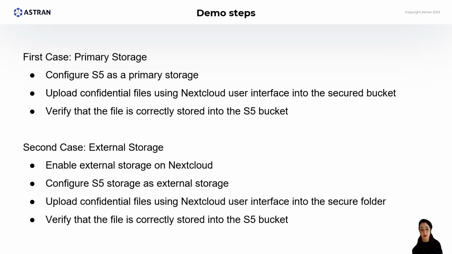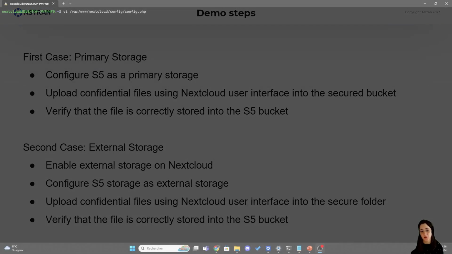In this demonstration, since NextCloud allows us to configure any S3 compatible API, we will walk through the process of configuring S5 as primary and secondary storage in NextCloud, uploading a file using the NextCloud interface, and listing the content of our two buckets, one for each configuration, using the Amazon CLI. So let's dive into today's demo.